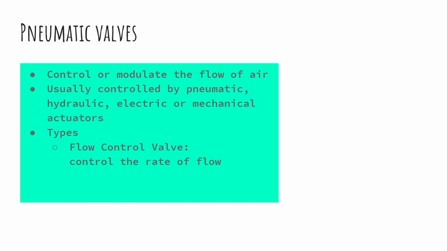One is the flow control valve, which is used to control the rate of flow, and next we have the directional control valve, which is used to control the direction of flow.